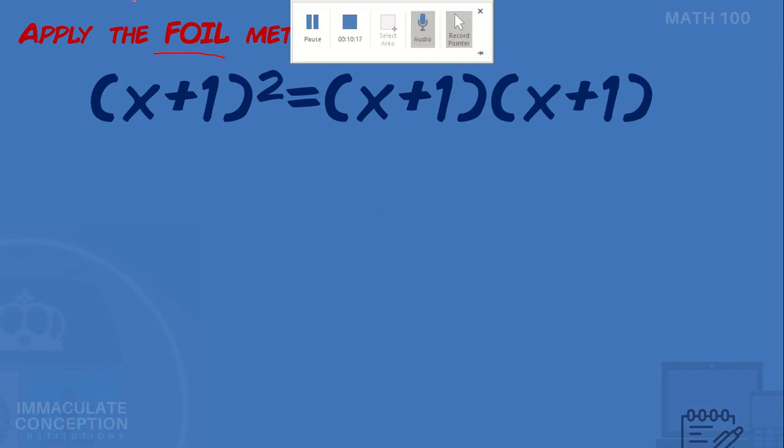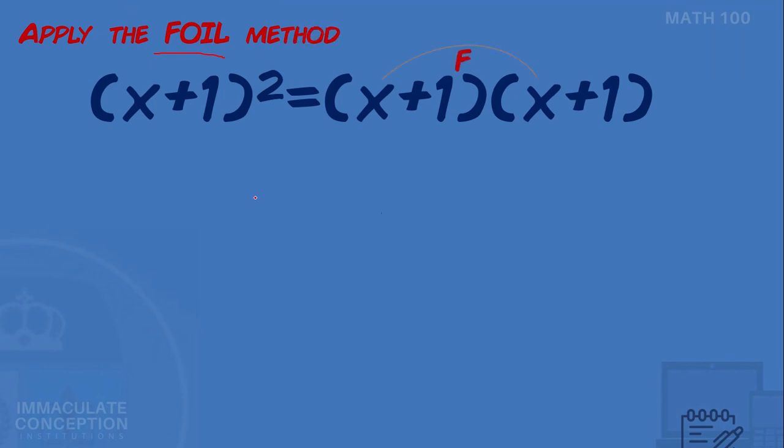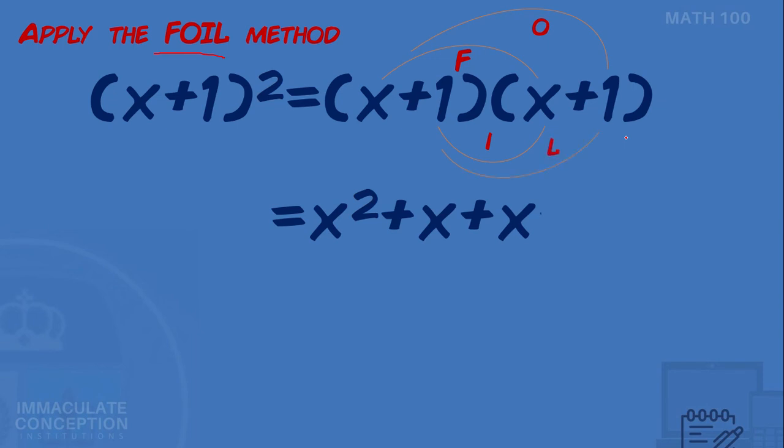So we'll have the F. We have x times x, first term multiplied by first term, so we have x squared. O, outer term, x multiplied by another outer term, so we have x times 1, we have 1x or simply x. I, inner term, 1 times x, that is 1x also, or simply x again. And then last, we have the L, the last term, 1 times 1. So we have 1.